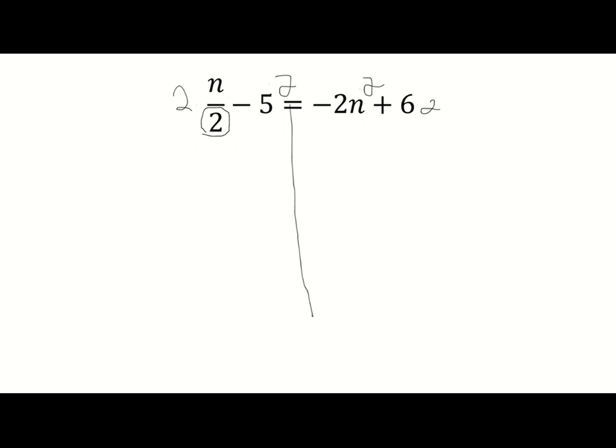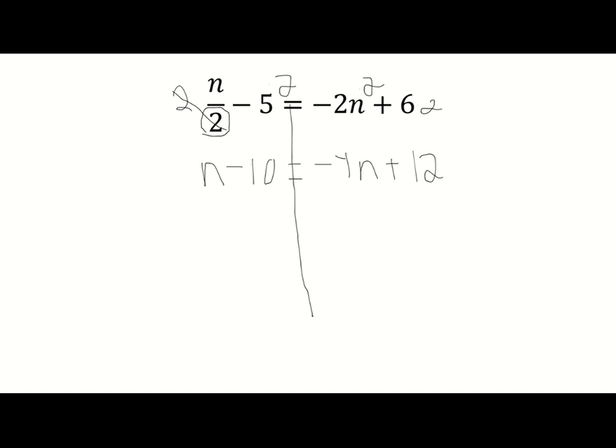So when we simplify this, the fraction n over 2 times 2, the 2's cancel out because 2 goes into 2 once. So we have 1n, or just n, minus 5 times 2 is 10. That equals, on the right-hand side, negative 2n times 2 is negative 4n, and 6 times 2 is 12. So by clearing the fraction, you see we now have a much simpler problem to work with.